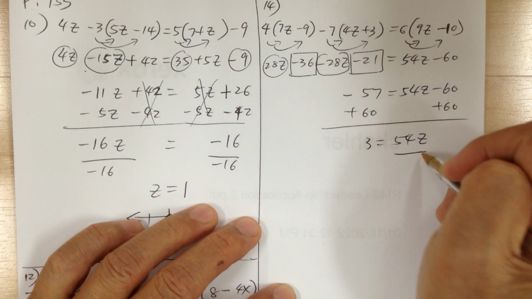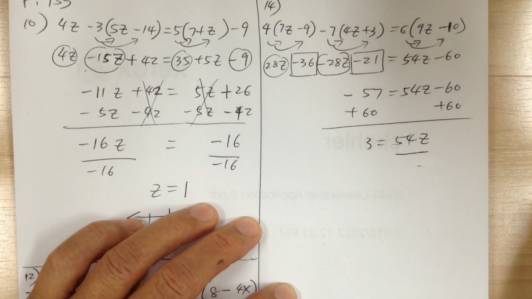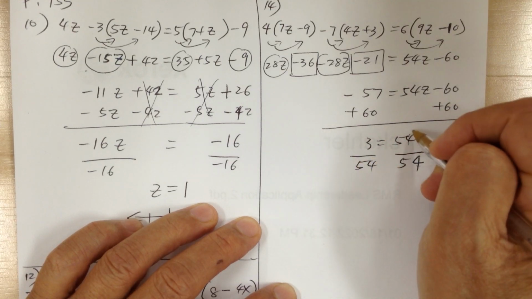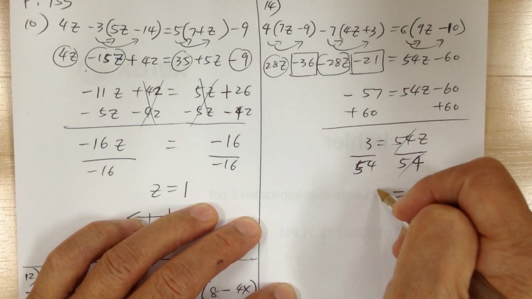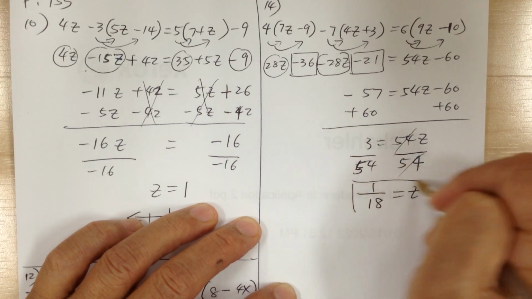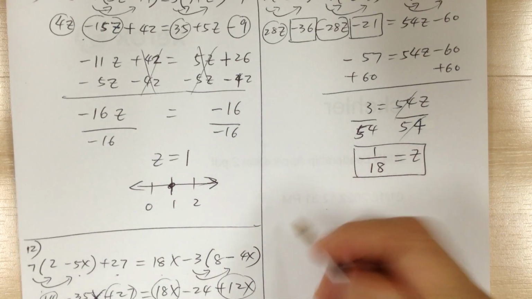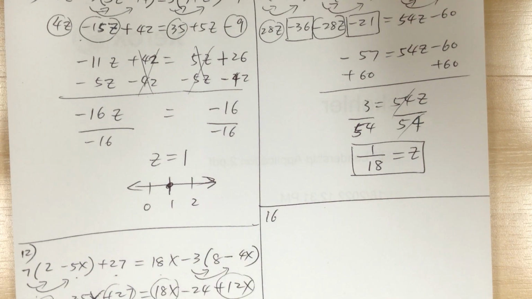Divide by 54. Divide by 54. So this will cancel out. So z equal to, now this is divisible by 3, so divide by 3 you get 1 over 18. Okay, let's go to 16.